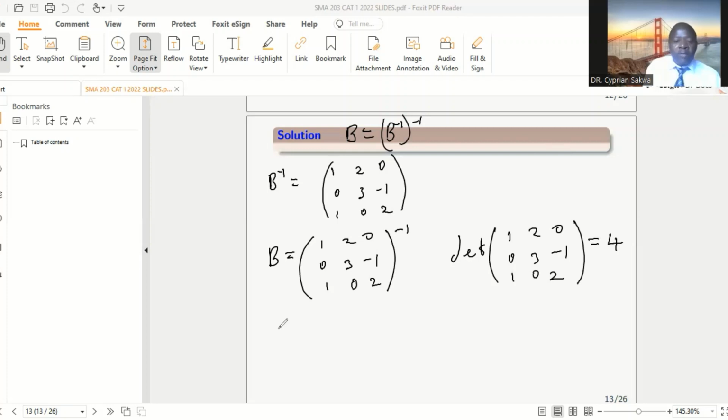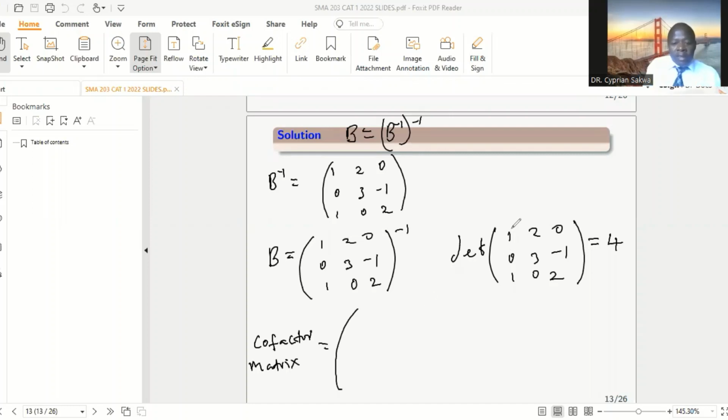After getting the determinant of this matrix, I want the cofactor matrix of this. I don't know whether I should do it again because I've already shown you how to find a cofactor matrix. I'll just show you for the first line, then I just write the answer. Then you continue to find it for the other elements.